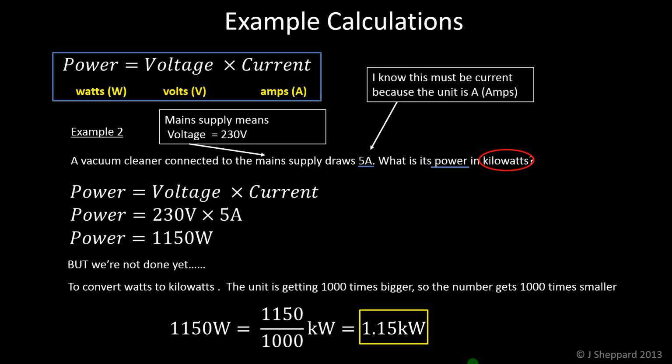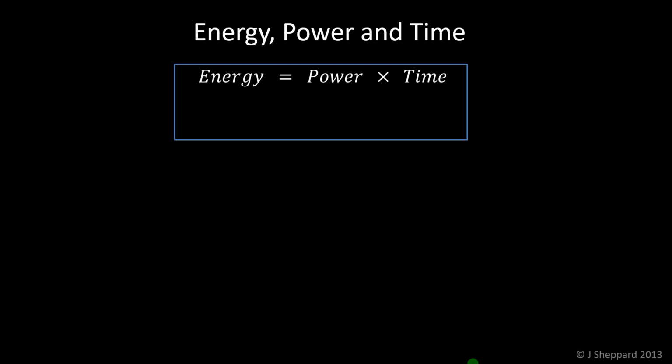Okay, so that's power, voltage and current. The second equation in this module is energy, power and time. So power occurs in both of these. Okay, it's common to both equations, so you do have to be careful if you're calculating power. You could be using either equation depending what information you've been given.